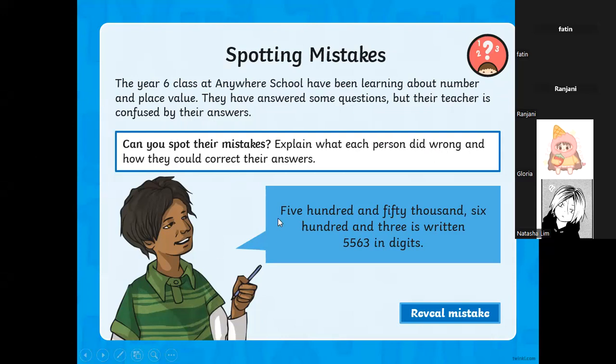Now look at this guy. He's reading this. 550,603 is written like this in digits. Guys, is this correct? You tell me. 550,603 is written like this, 5563. Can you spot the mistake? Can you write the correct number out? Write it in the chat quickly. What is the correct number here?